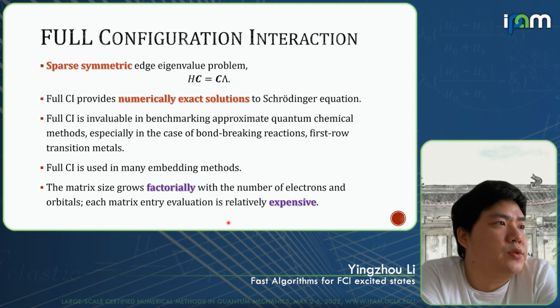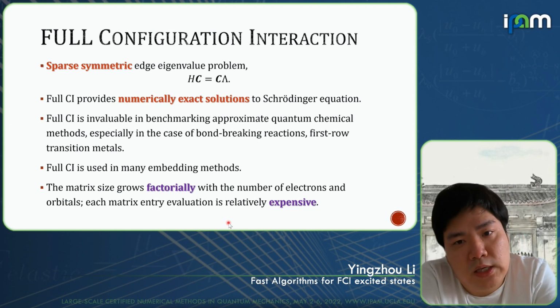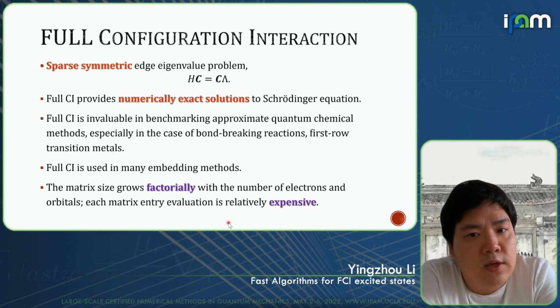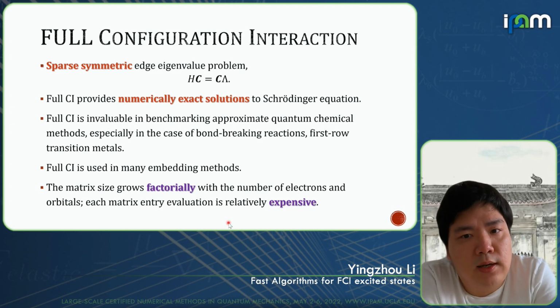The matrix size grows factorially with the number of electrons and orbitals. And each matrix evaluation is relatively expensive because, although the absolute value of each matrix entry is actually known in advance, we still need to calculate the sign. The calculation of the sign takes some operations. It's not order 1; it's actually on the order of the number of orbitals.